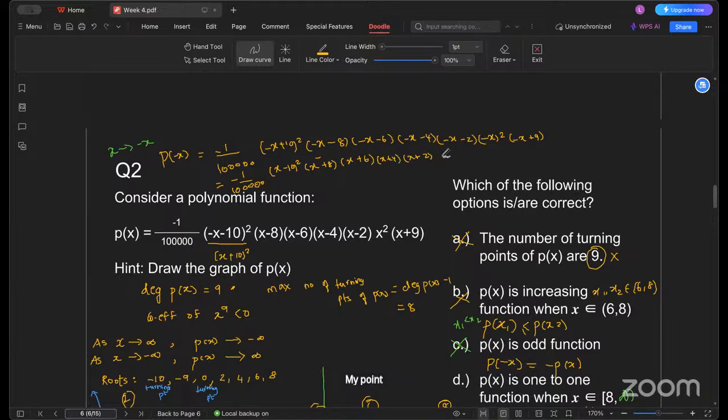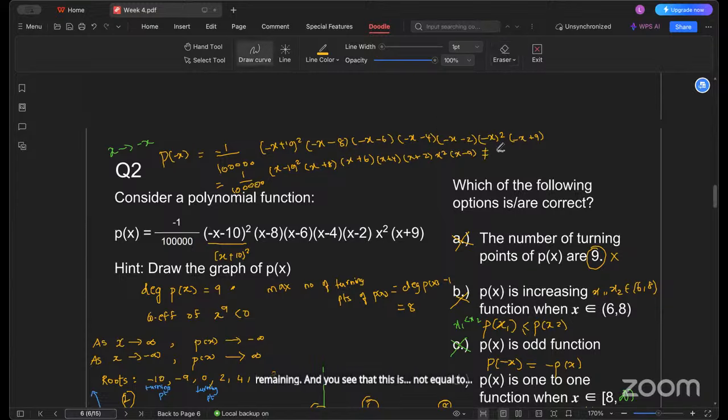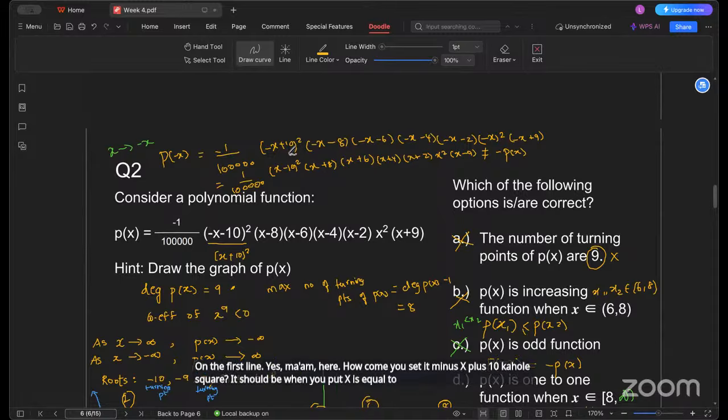My point is that in the first line, when you wrote minus 1 upon. One minute, let me just complete this. So in all these places, we are taking out the negative sign, right? Minus into minus, minus into minus, everything cancels, and this is what will be remaining. And you see that this is not equal to minus P(x). Ma'am, what I'm saying is when you just replace x by minus x on the first line, how come you said minus x plus 10 whole square? It should be x minus 10, na, ma'am?